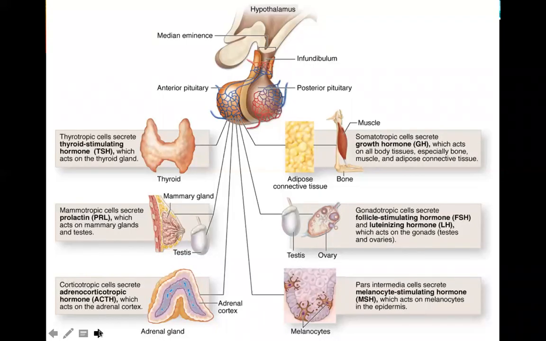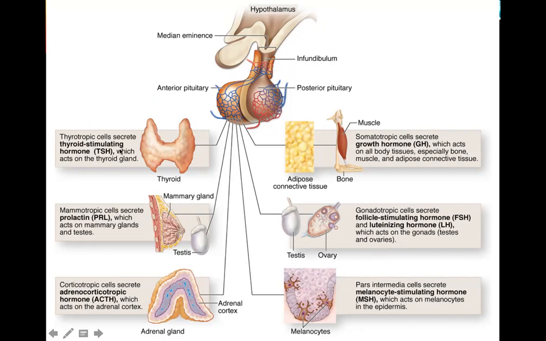Okay, this is another illustration showing the hypothalamus up here, supplying both the anterior and the posterior pituitary glands. But the production of the posterior pituitary hormones comes from the hypothalamus. Okay, now look at the anterior pituitary. As mentioned, the pars distalis constitutes 75% of the whole anterior pituitary gland, and these are the cells that secrete.